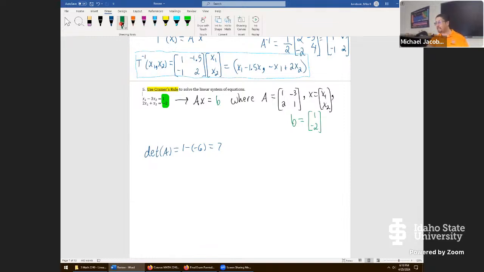Next, we calculate these things. Determinant of A1B. And that's notation we only use for Cramer's rule. That's kind of unfortunate. What it's saying is, go and write out this determinant by taking B and place it into column 1 of where A was. So 1, -2 goes here. But the original column 2 stays right where it was, -3, 1.